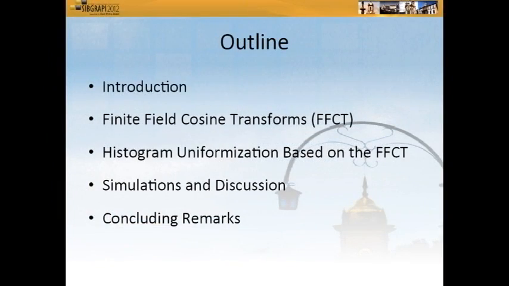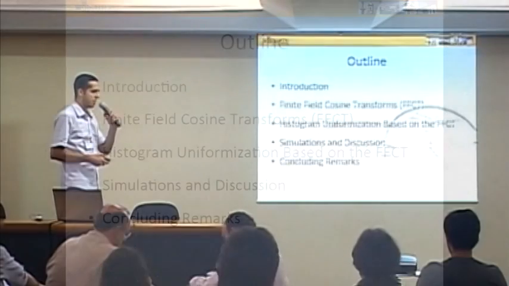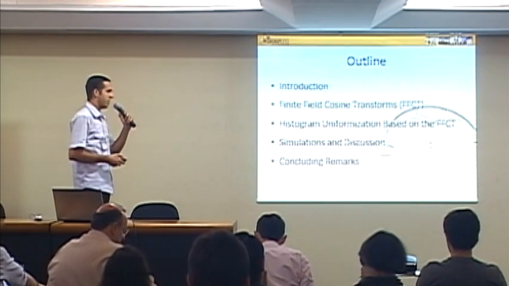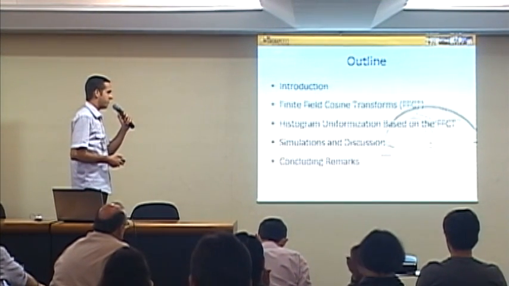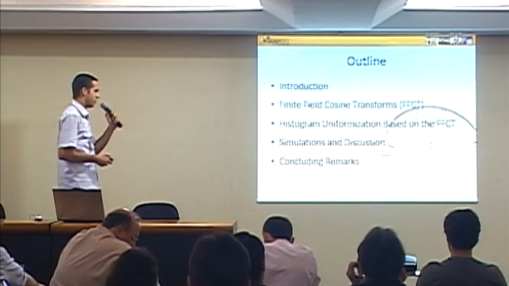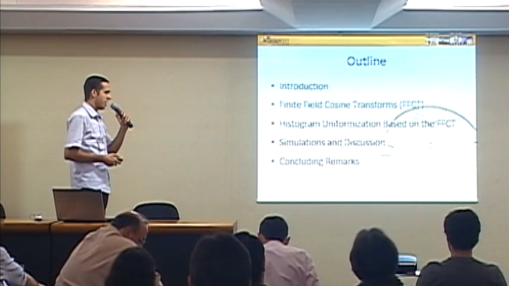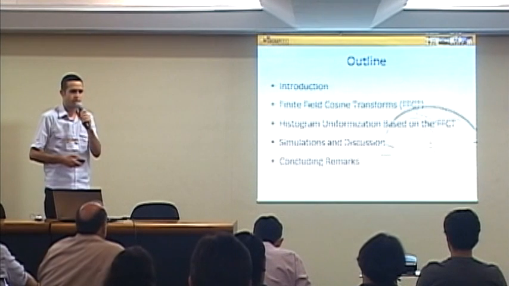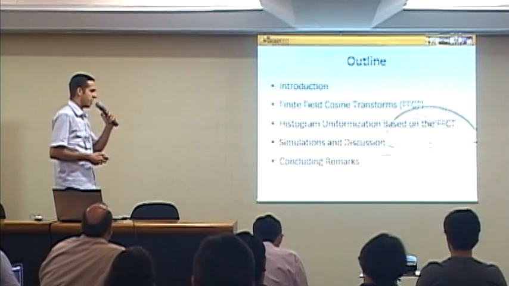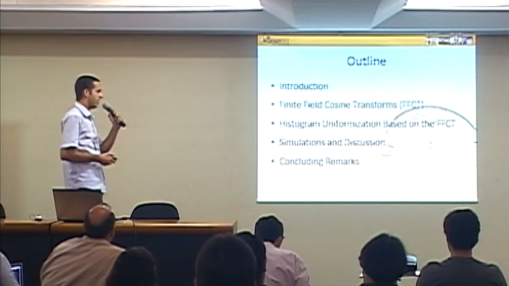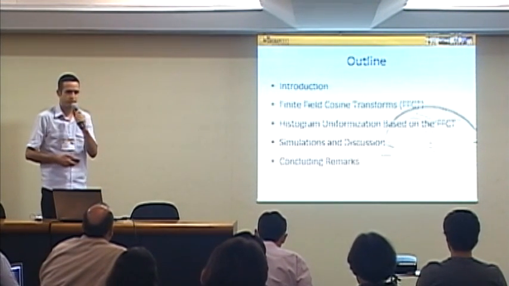Here's the outline of this presentation. After a brief introduction, I will give some mathematical background related to finite field cosine transforms. And after, I will introduce the main idea of this work, the histogram uniformization based on the FFCT. I will describe some simulations we have performed, show some results and make some discussion. And finally, I will present the main conclusions of this work.